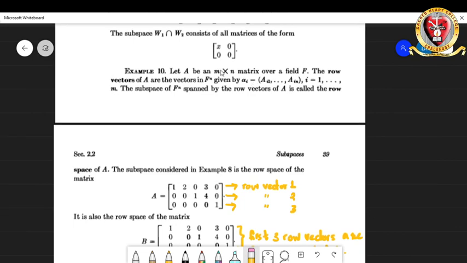Example 10 talks about a matrix A of order m by n over the field F. That means the entries are coming from the field F. Here, treat F as R, the set of all real numbers. Whenever we think about F, that is nothing but R. Fn means Rn. The row vectors of A are the vectors in Fn, given in n-tuple form. The subspace of Fn spanned by the row vectors of A is called the row space of A.